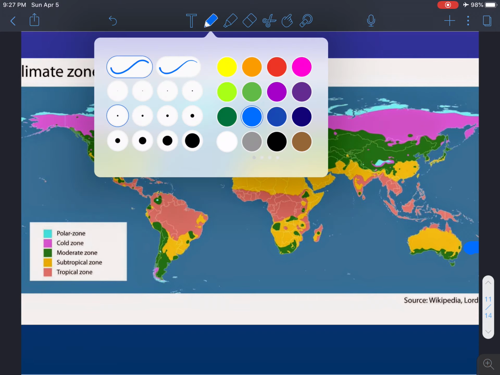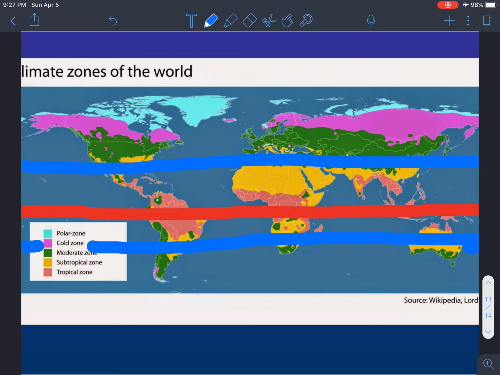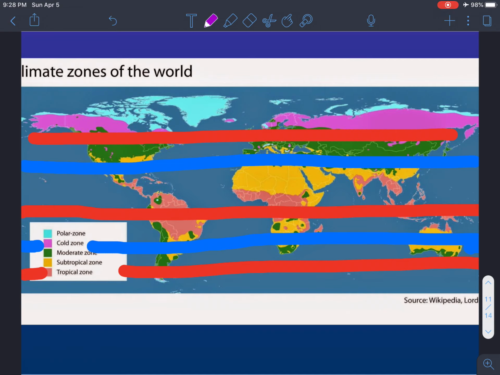Okay, so I'm going to draw the equator first, so I'm going to do that around here, so that's about 0 degrees latitude. I'm also going to draw 30 degrees south, 30 degrees north, and then 60 north, 60 south. That looks pretty good. So that's close enough.